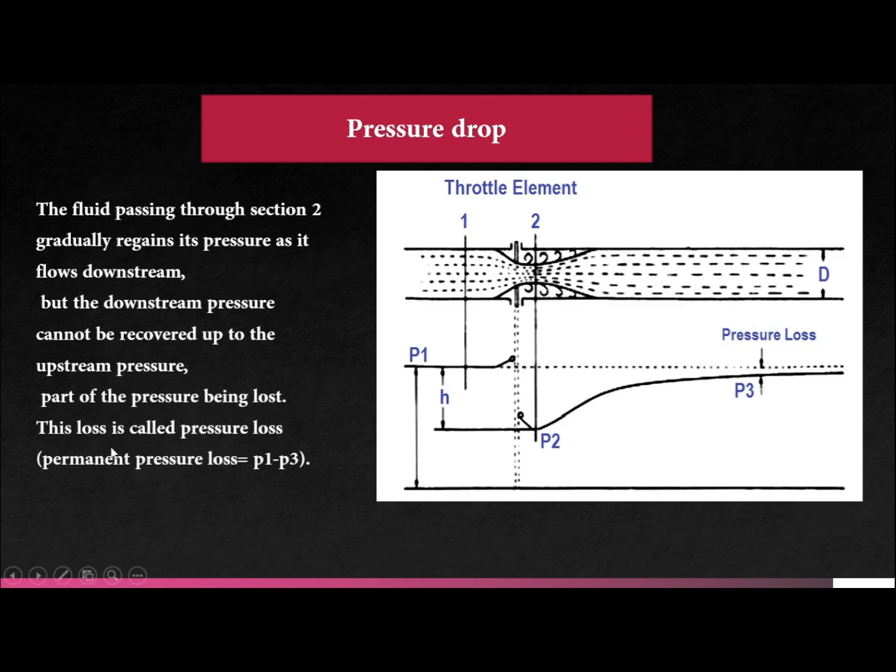Part of the pressure being lost, this loss is called a pressure loss. Permanent pressure loss, PPL, is P1 minus P3.